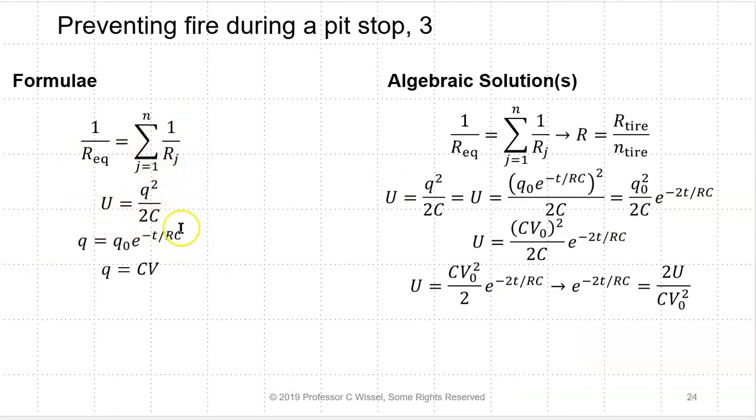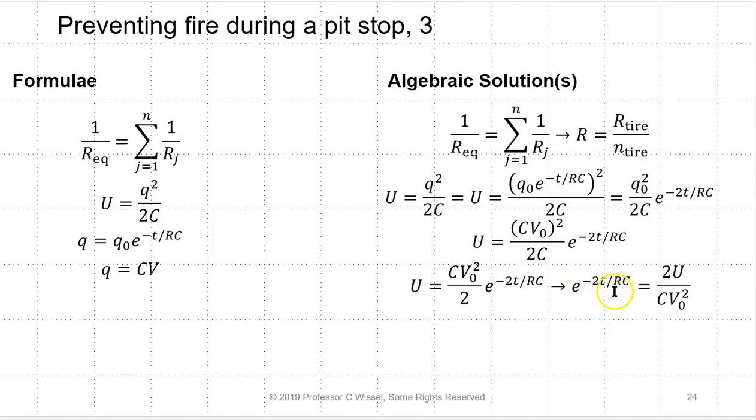U equals Q squared over 2C, that's just the energy on the capacitance. Q equals Q naught times e to the minus t over RC for a discharging capacitor, and Q equals CV. So now we can start doing algebra. Because they're all similar tires, they all have the same resistance. The equivalent resistance is R tire divided by N tire. Of course, there are 4 tires, so it'll be R tire divided by 4. U is Q squared over 2C. We can start plugging in for various things, and we do a little bit of algebra here. We find out that U equals V naught squared over 2 times e to the minus 2t over RC. And we can then solve that.